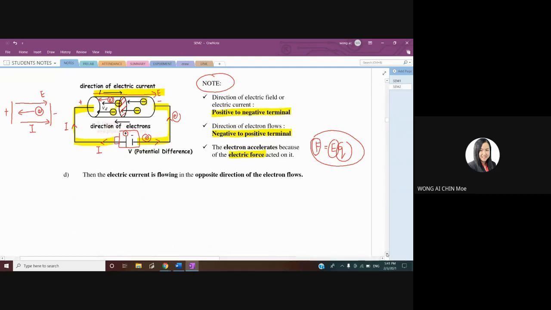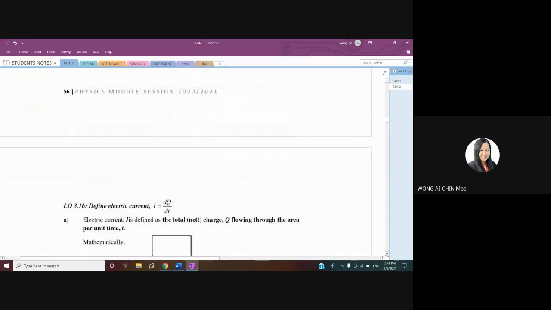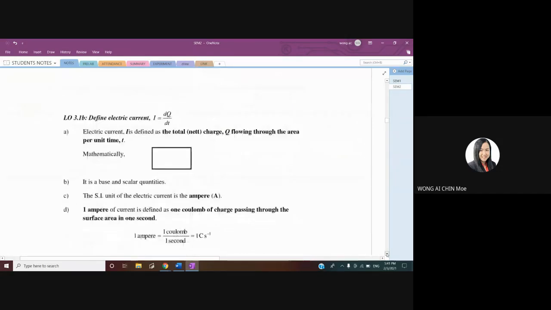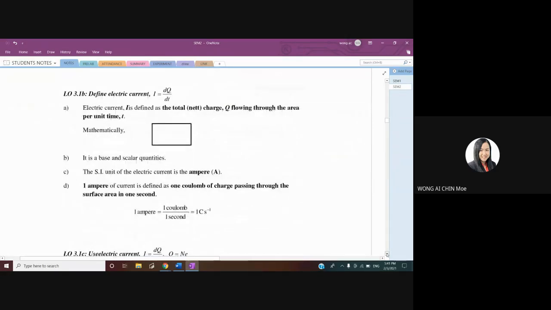Okay, we continue with page 57. Define electric current. Electric current is defined as the total charge flowing through an area per unit time.